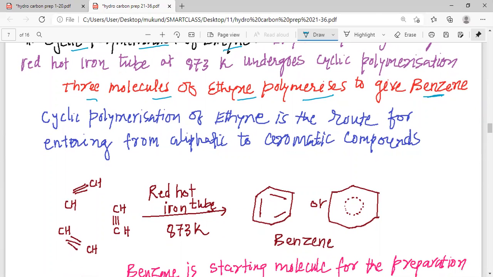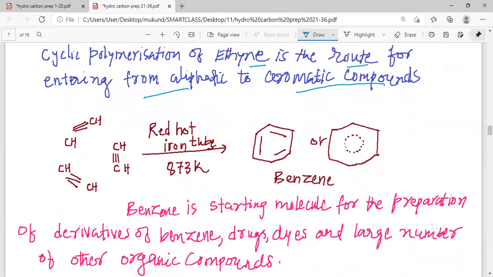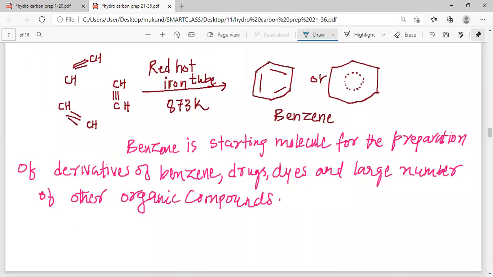This cyclic polymerization of ethyne is a route for going from aliphatic to aromatic compounds. So this is how we can go from an aliphatic compound to an aromatic compound. So you can see here that we have the three molecules of ethyne.